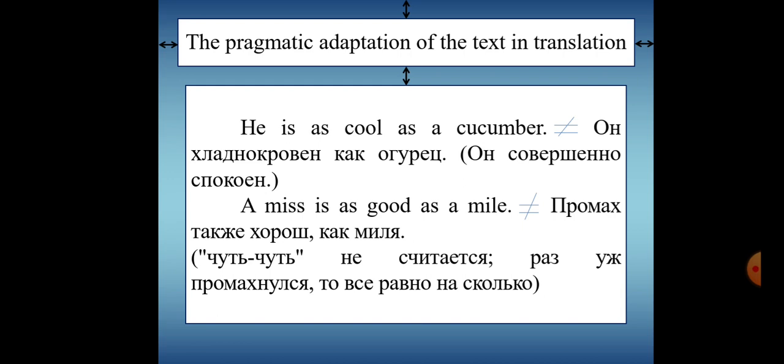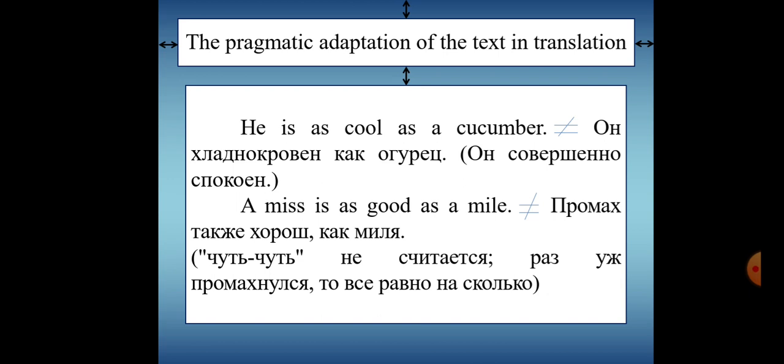In some cases, according to a pragmatic task of concrete translation act, a translator can give a simplified translation of a text. As you see here, two examples are given on the screen. He is as cool as a cucumber. Он хладнокровен, как огурец. The translation is not true. That's why the translator gives in the brackets the explanation of the given English sentence.